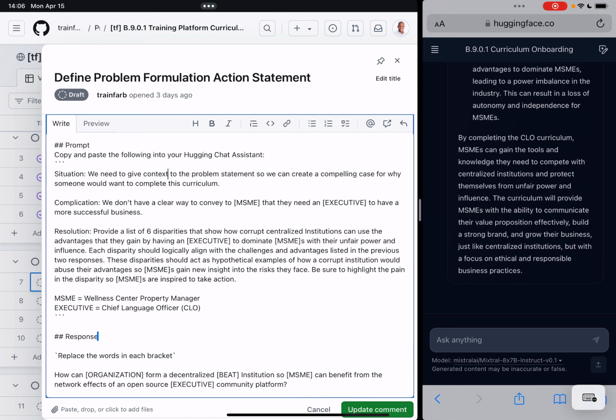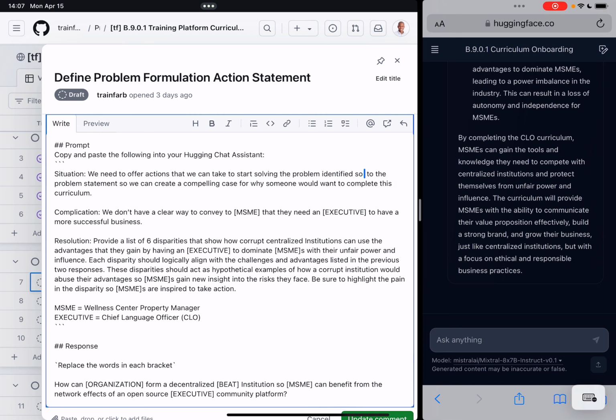So the initial state was about context. I think now we want to provide actions that we can take to start solving the problem identified. So we can show people who identify, align with our problem.